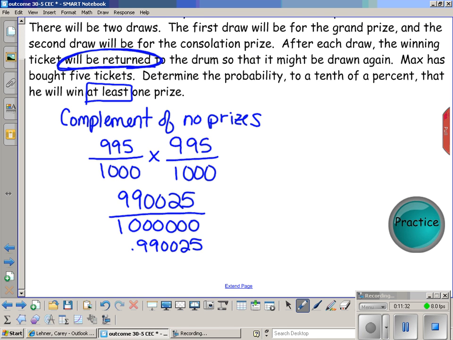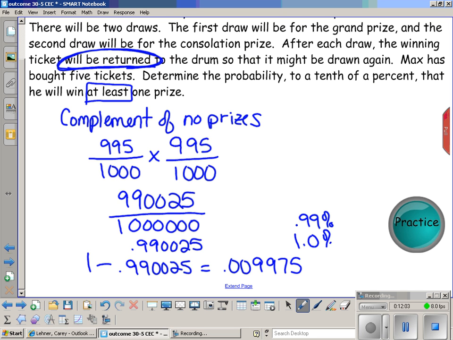We want to find, however, remember that's the complement. Complements add to 1. So we simply go 1 minus 0.990025. We get 0.009975. And remember, we wanted it to the nearest tenth of a percent. Well, this is going to be 0.99%, which is to the nearest tenth, it's about 1%. So he has a 1% chance of winning at least one of the prizes.